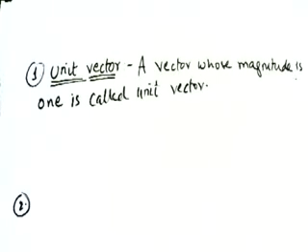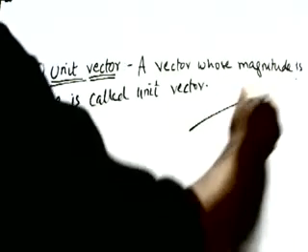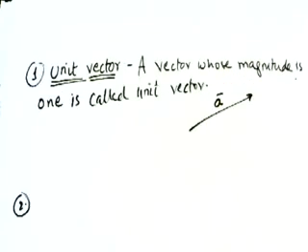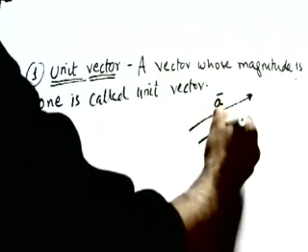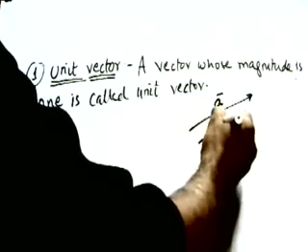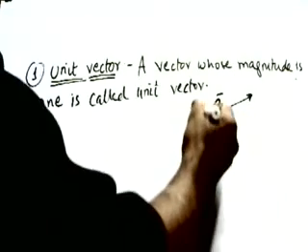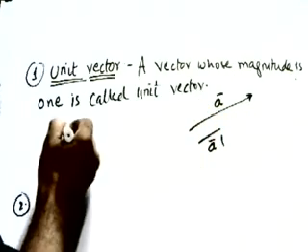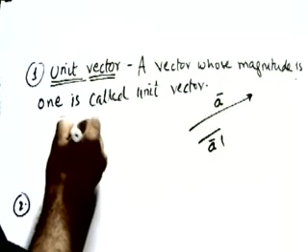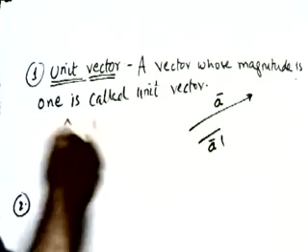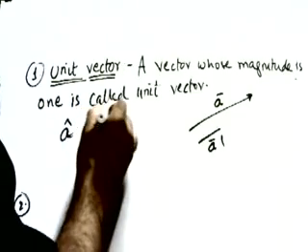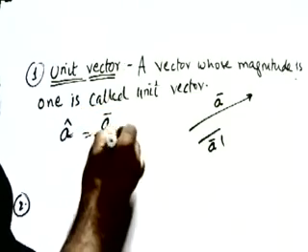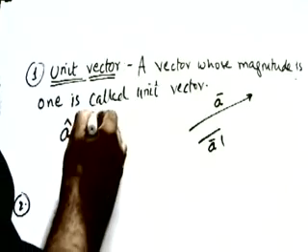Now, what is a unit vector? A vector whose magnitude is 1 is called a unit vector. Suppose we have a vector A. The unit vector of vector A is denoted by A cap or A hat. The symbol is cap. A cap is vector A divided by mod A.